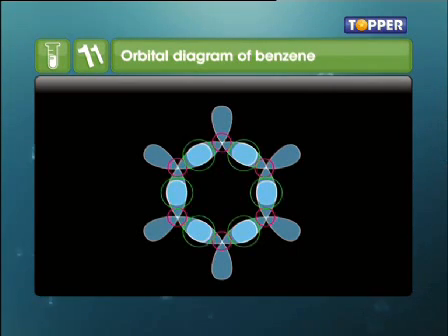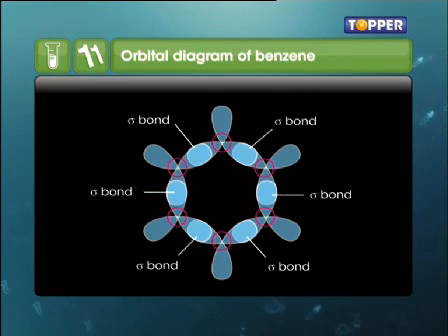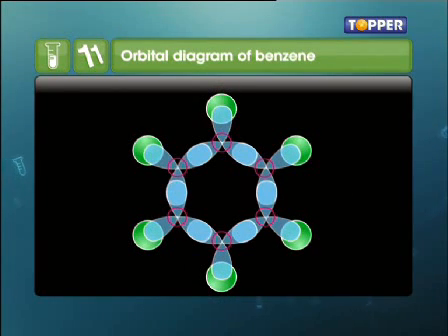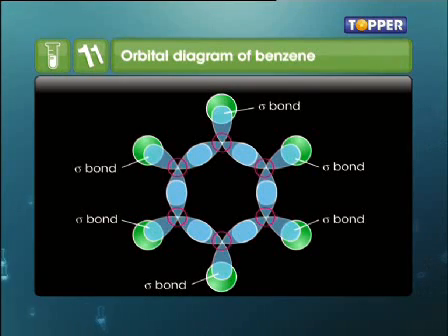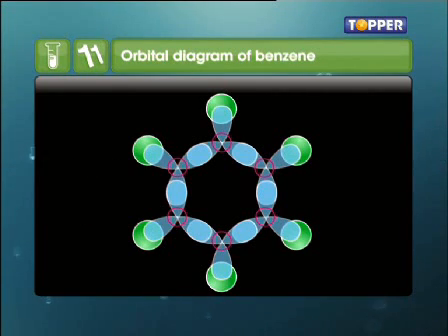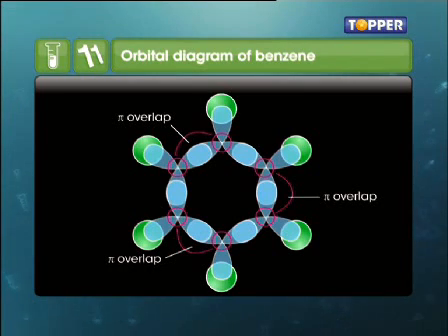2 sp2 hybrid orbitals of each carbon atom overlap with sp2 hybrid orbitals of adjacent carbon atoms to form 6 carbon-carbon sigma bonds. The remaining 1 sp2 hybrid orbital of each carbon atom overlaps with the s orbital of a hydrogen atom to form 6 carbon-hydrogen sigma bonds. Each carbon atom is now left with 1 unhybridized p orbital which undergoes sideways overlapping to form 3 pi bonds.